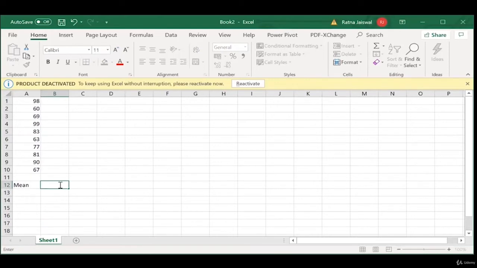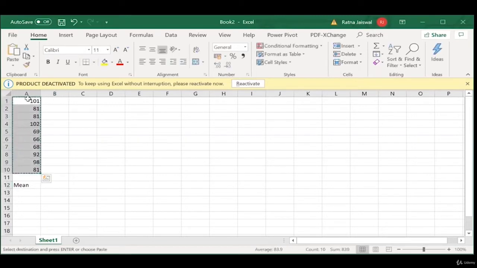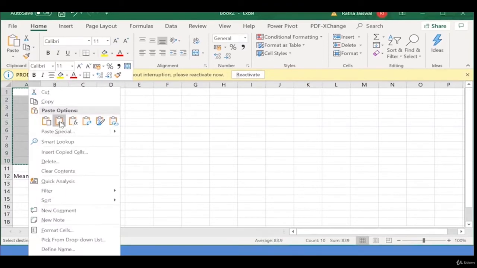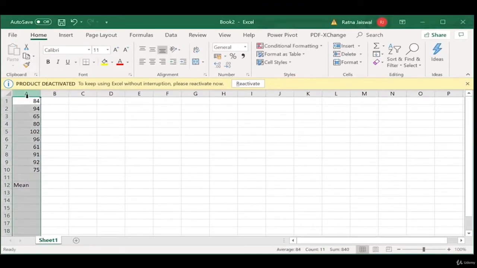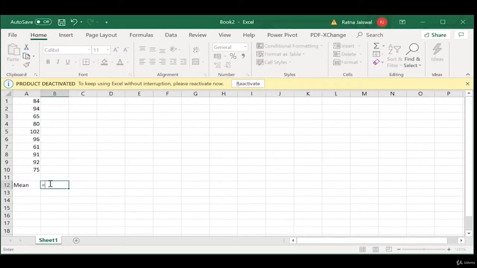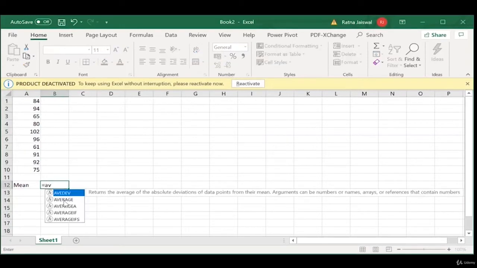Ratna, you will need to first copy them and then paste them as values, rather than the values that keep changing every time. Paste values, yeah. Thank you so much. Yeah, done. Okay, so shall I just take the average with this formula? Am I allowed? Yeah, please go ahead.